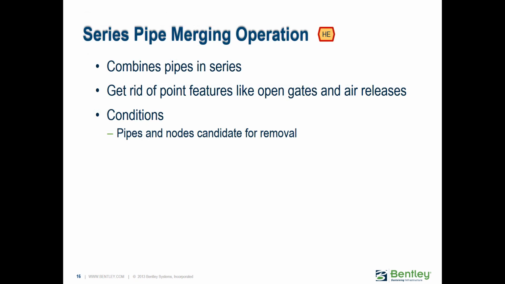Series pipe merging. So this is combining pipes in series, as the name would indicate. And this is hydraulically equivalent here. So when it's combining pipes in series, the single pipe that you end up with is hydraulically equivalent to the pipes that you started with. So like I said before, if you have a change in diameter or roughness or something like that, the single pipe that you end up with might have a diameter somewhere in between or a different roughness such that the relationship between flow and head loss is the same.